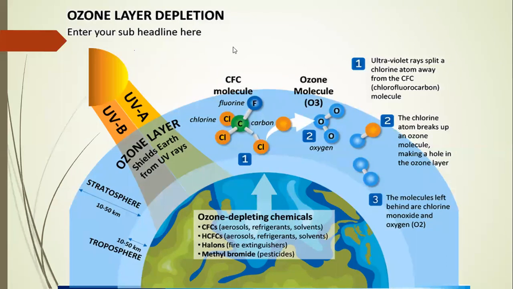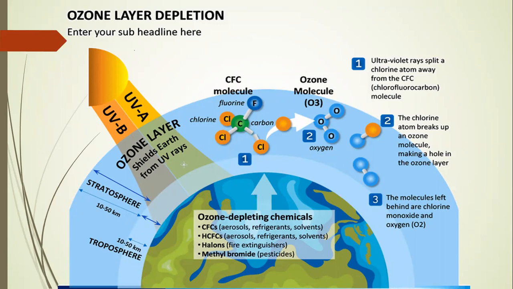This portion is called the stratosphere. The stratosphere extends from 10 to 50 kilometers in our atmosphere, starting 10 to 15 kilometers away from the Earth's surface. First is the troposphere, then after it starts the stratosphere, and in the stratosphere up to 90% of the ozone layer is there.